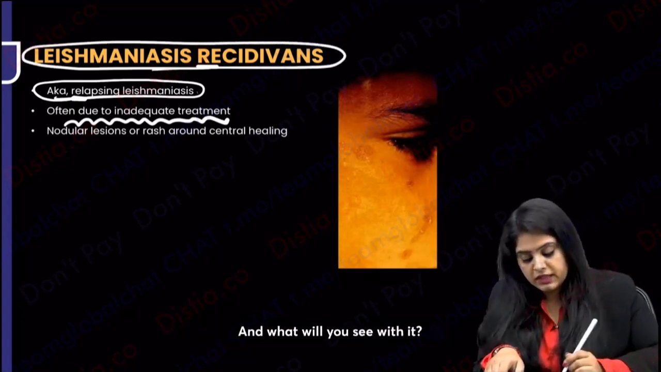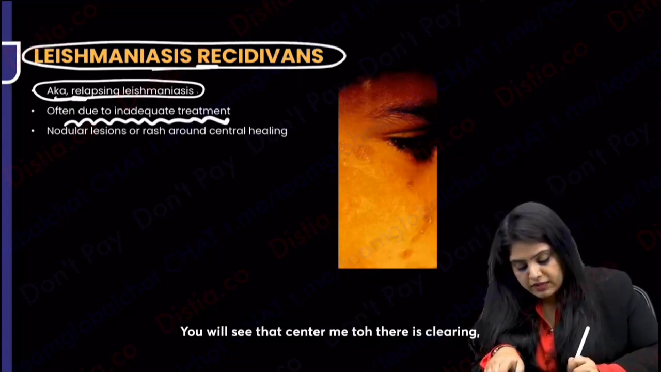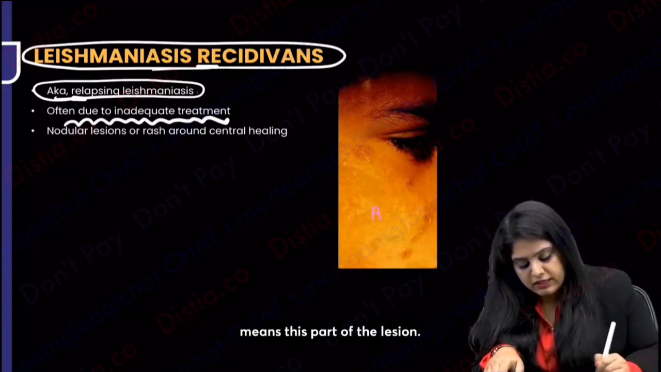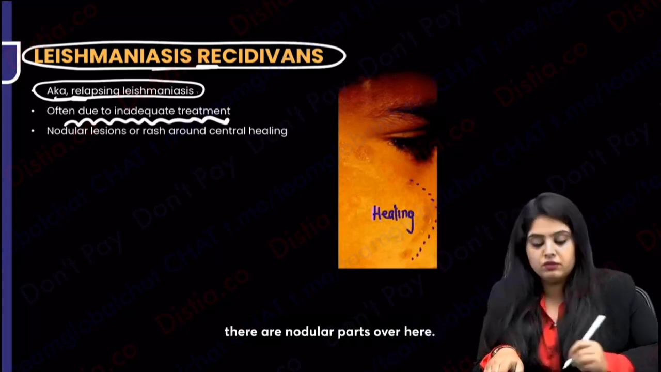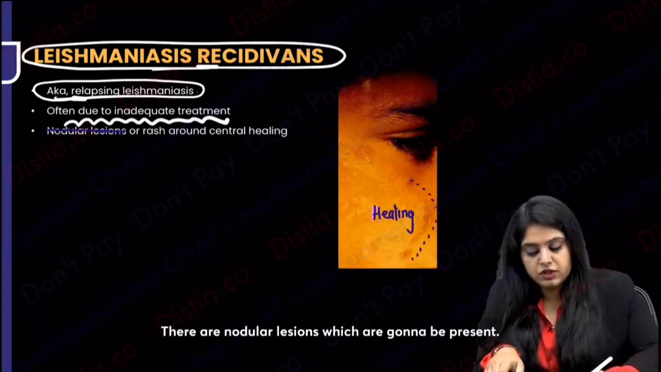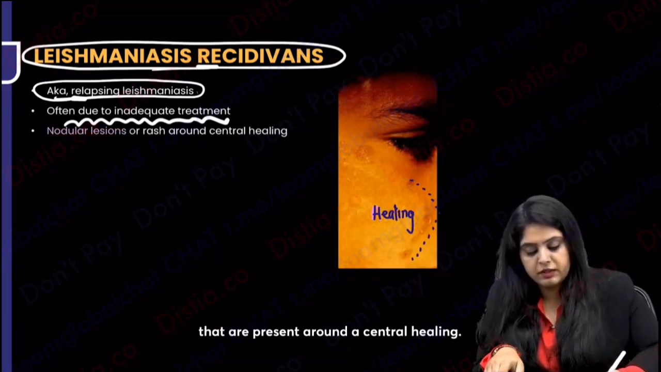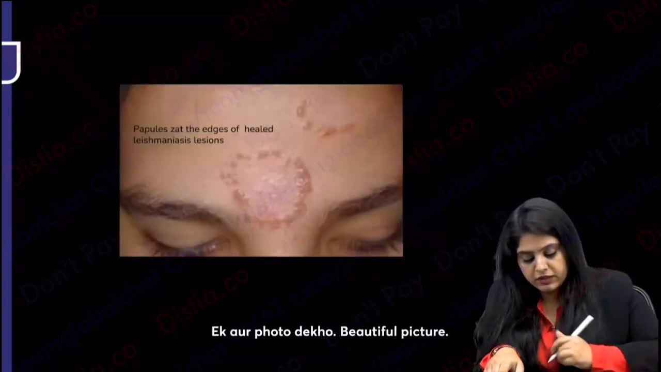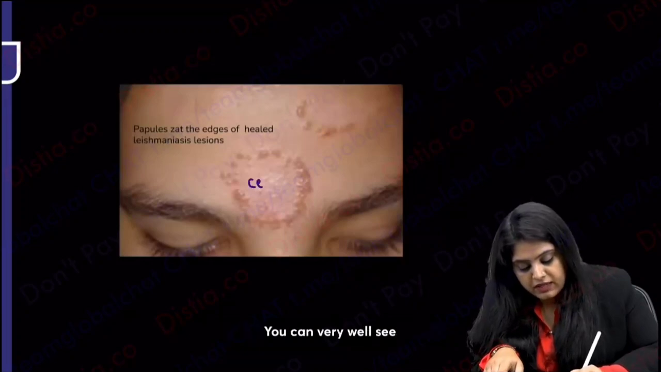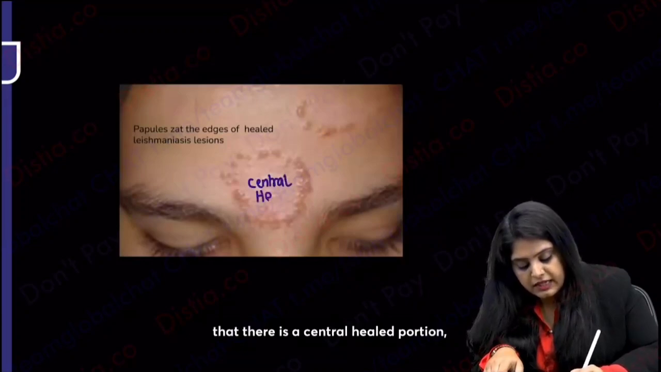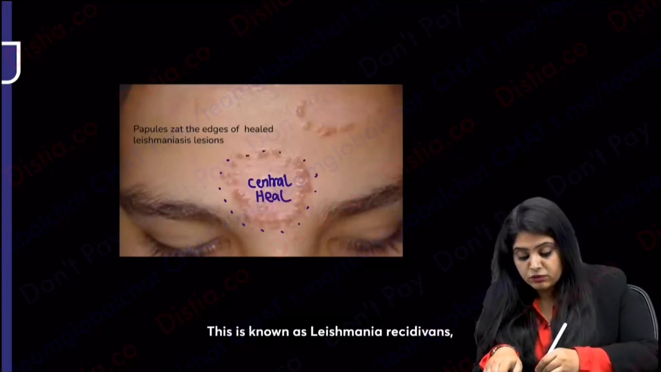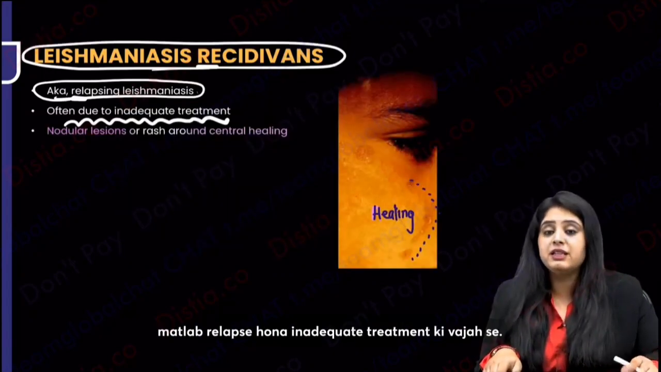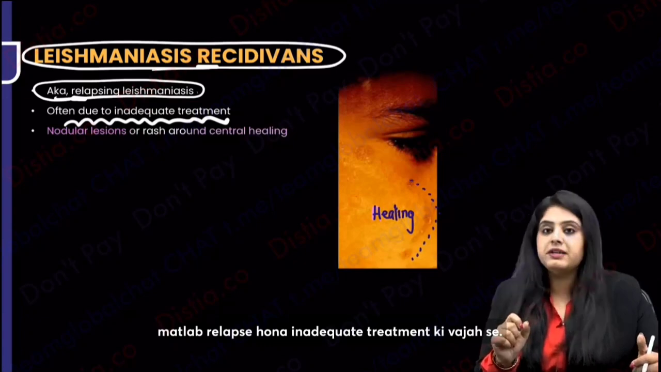And what will you see with it? You will see that in the center there is clearing. It means this part of the lesion has undergone healing. But if you see the periphery of the lesion, there are nodular parts over here. There are nodular lesions that are present around a central healing. Look at one more photo, beautiful picture. You can very well see that there is a central healed portion, and you can see these nodular lesions that are present on the side. This is known as Leishmania recidivans, meaning relapse, due to inadequate treatment.